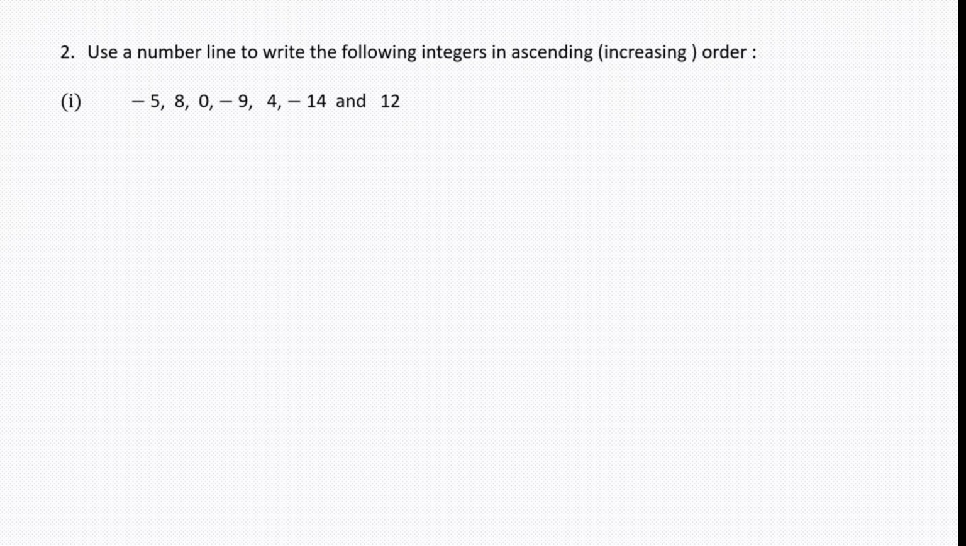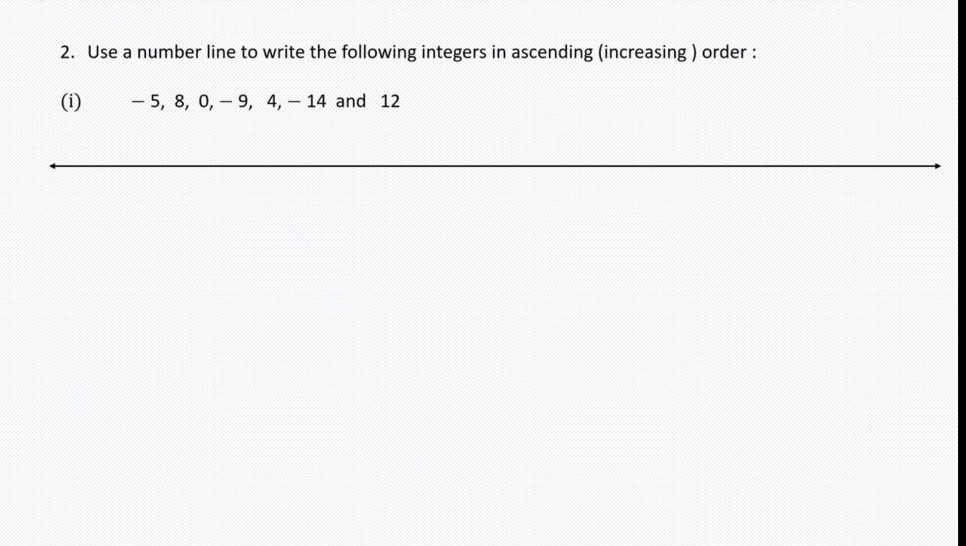So the first step is to draw a number line. An integer's number line will look like this. It will have arrowheads on both sides. If you can see, there's an arrowhead here and there's an arrowhead on the other side. Why do we have arrowheads on both sides? Because it tells us that the numbers continue on both ends. It keeps on going on both ends.